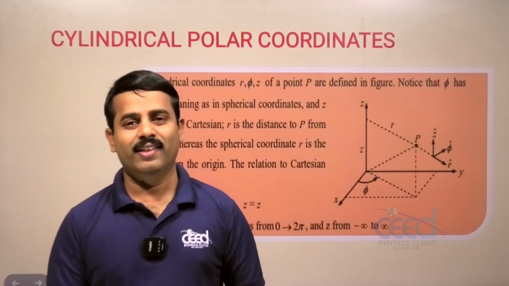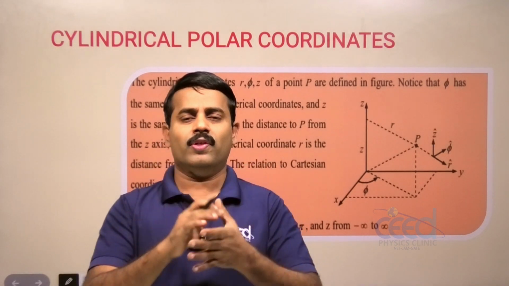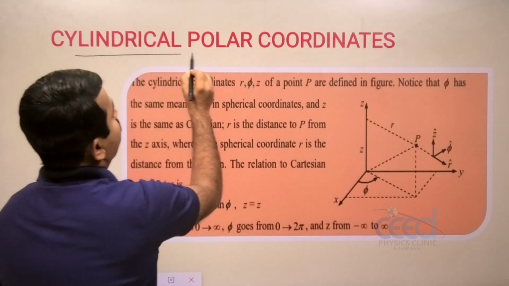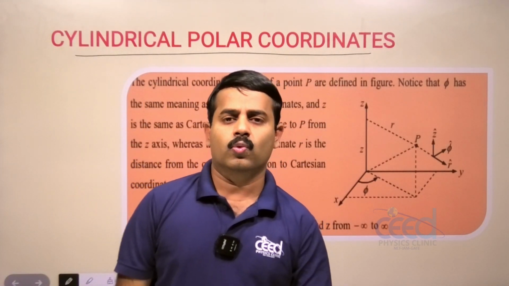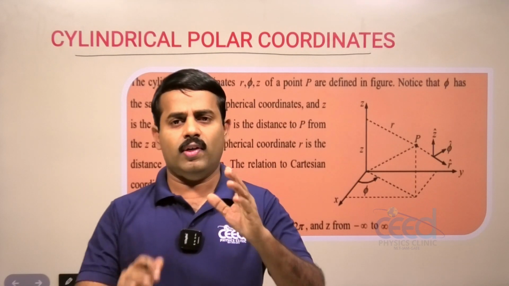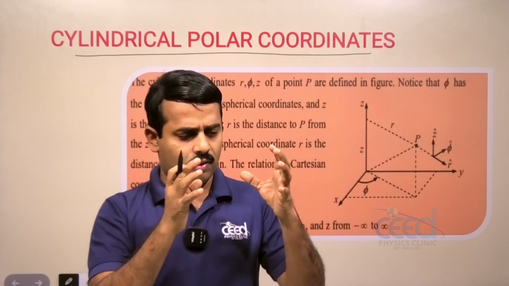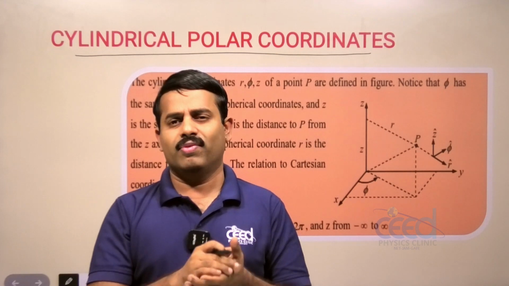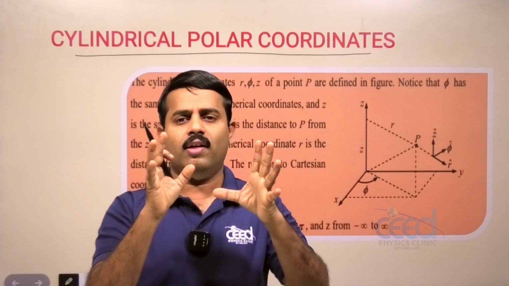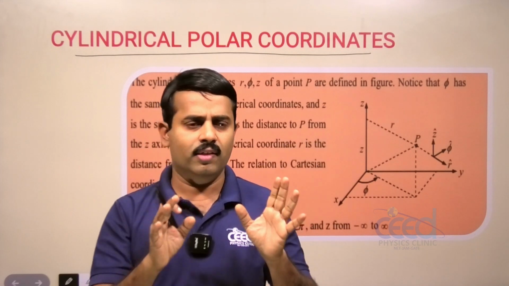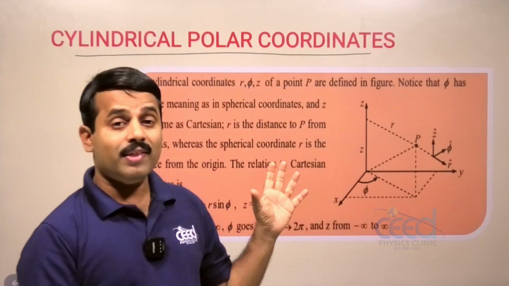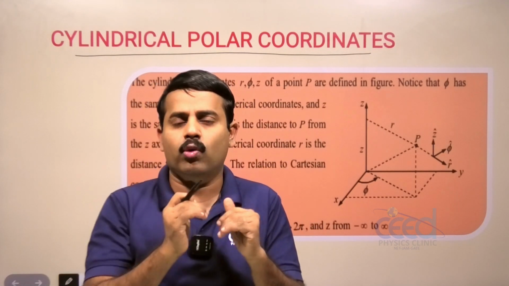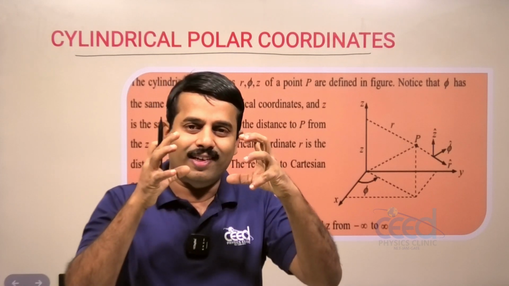Hi friends, good evening. Today we are going to focus on another coordinate system, that is cylindrical polar coordinates. Last class we saw what spherical polar coordinates are. There, to represent a point on the surface of a sphere, we require three coordinates, that is r, theta, phi. Similarly, to represent a point on the surface of a cylinder, here also we require three coordinates. That is cylindrical polar coordinates.